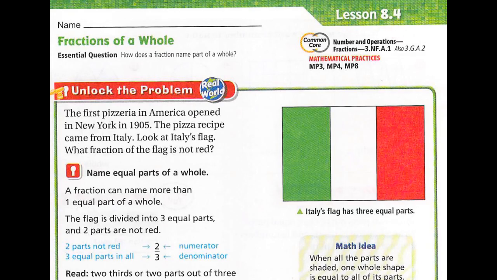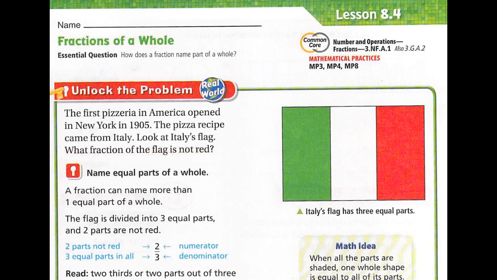Lesson 8.4, Fractions of a Whole. Essential question. How does a fraction name part of a whole? Unlock the problem. The first pizzeria in America opened in New York in 1905. The pizza recipe came from Italy. Look at Italy's flag. What fraction of the flag is not red?